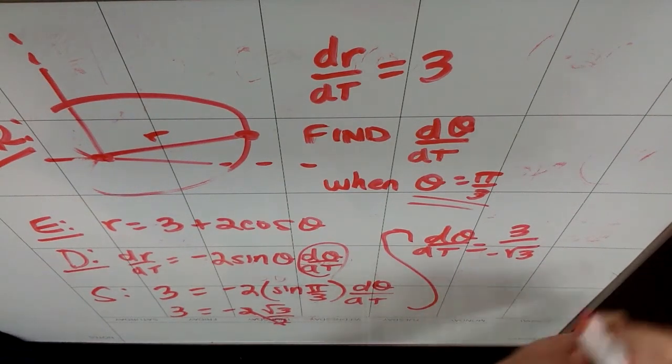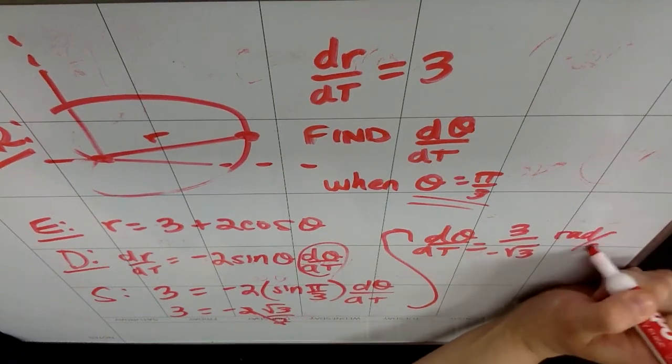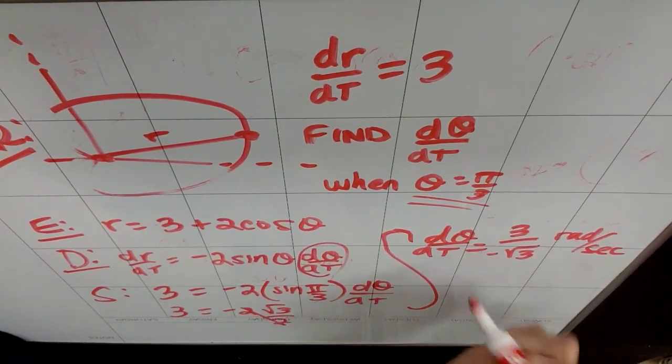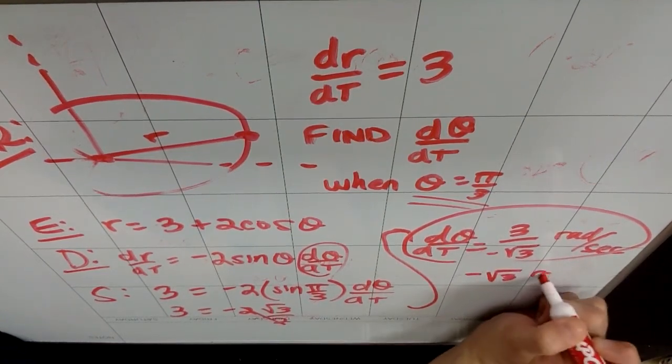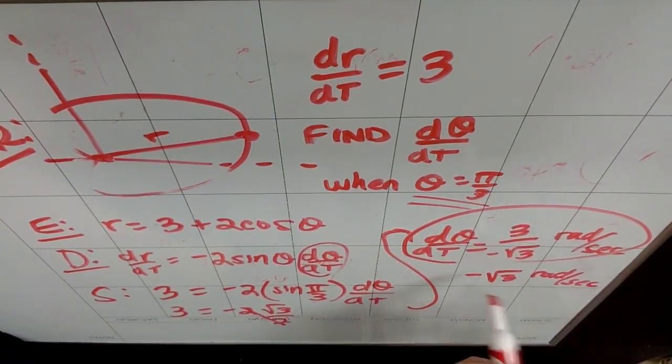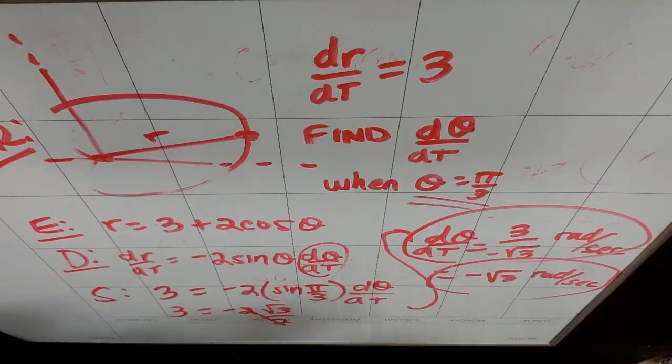That's fine, because theta is measured in radians and time is measured in seconds. We're talking radians per second. This is a totally okay answer. If you want to rationalize it, it's negative root 3 radians per second. So the trick here is that you really have to read it carefully, and if you're not reading carefully, it's easy to miss, but this was a fairly run-of-the-mill related rates problem that didn't have a whole lot to do with polar, aside from the fact that the equation they gave you was polar.